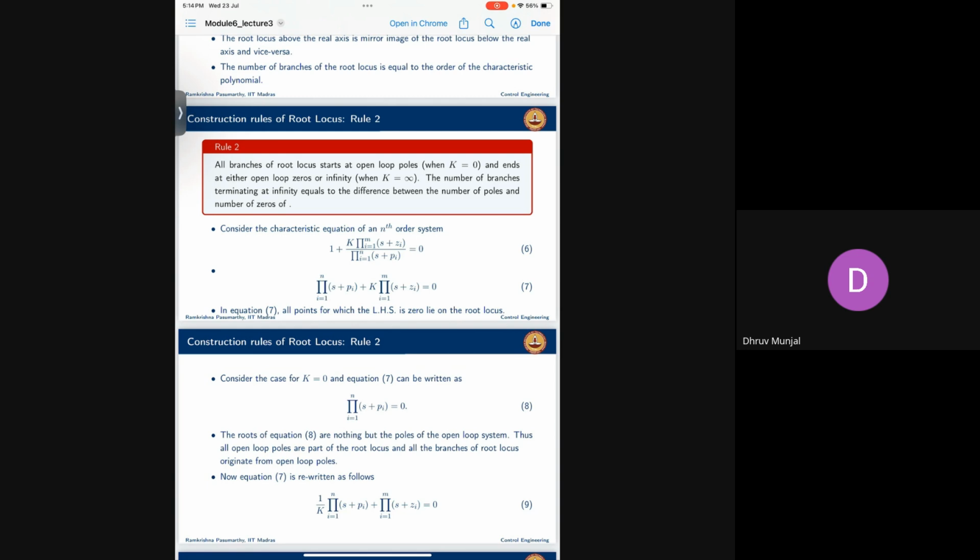Yeah, Dhruv, what doubt do you have? Ma'am, can two poles end up in one zero? No, it cannot. Two poles won't end up in the same zero.